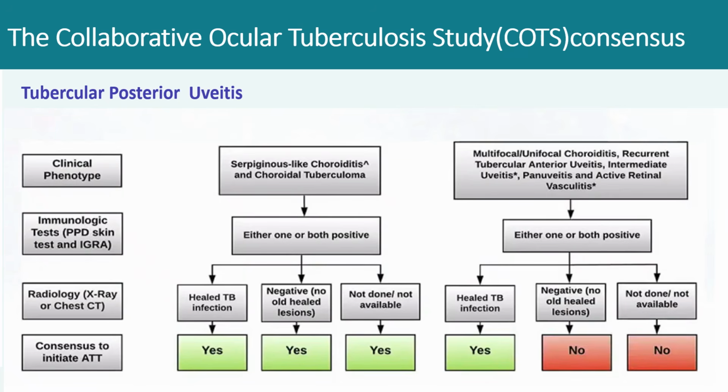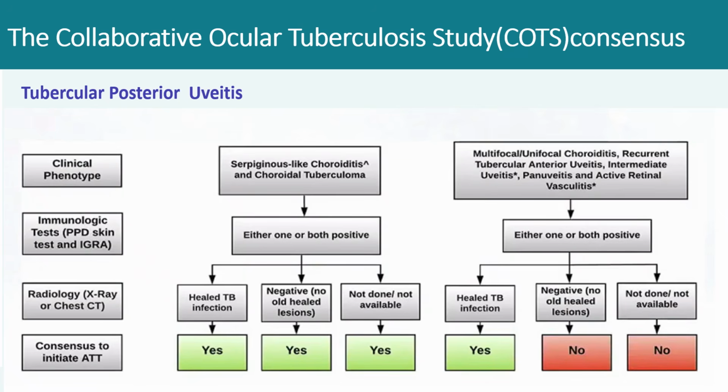So the strong phenotypic presentations that mandate the use of anti-tubercular drugs are serpiginous-like choroiditis and choroidal tuberculoma. Keep it in your mind. If anybody asks you, if you find a patient with serpiginous choroiditis, do you wait for the X-ray evidence of tuberculosis? The answer would be no. Just one immunological test is enough to start anti-tubercular treatment because this phenotype is very peculiar to tuberculosis.